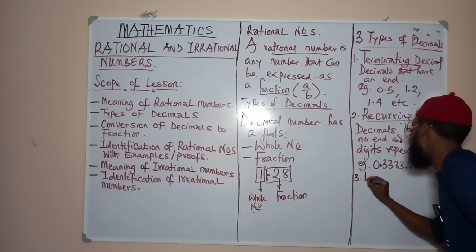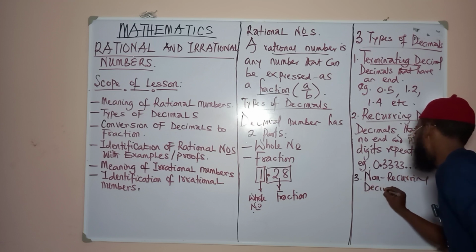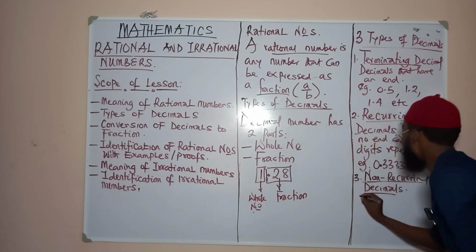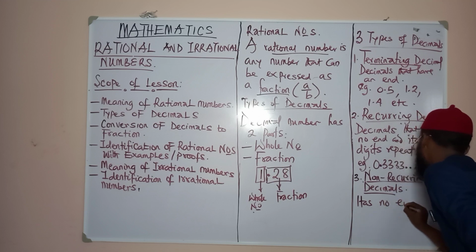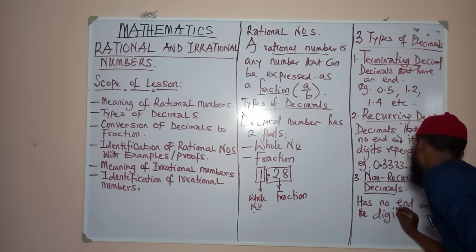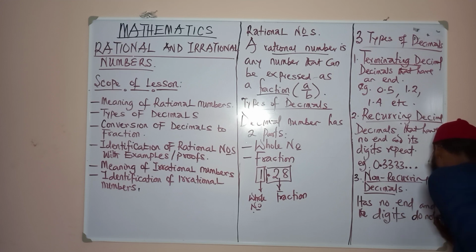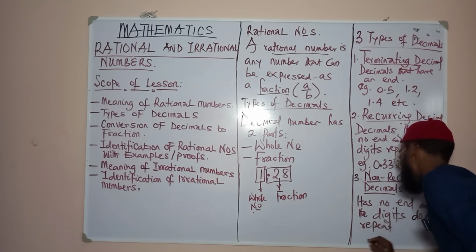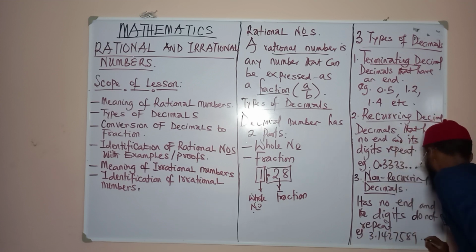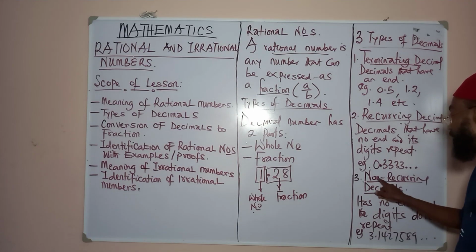And then the third type of decimal is the one we call non-recurring decimals. How do we know non-recurring decimals? Just the opposite of this. It has no end as well, and the digits do not repeat. So you can see now the distinguishing factor between recurring and non-recurring: the digits do not repeat. So when you get something like 3.1427589 dot dot dot, it just continues without an end, and you notice that the digits do not repeat. We call that type of decimal a non-recurring decimal.